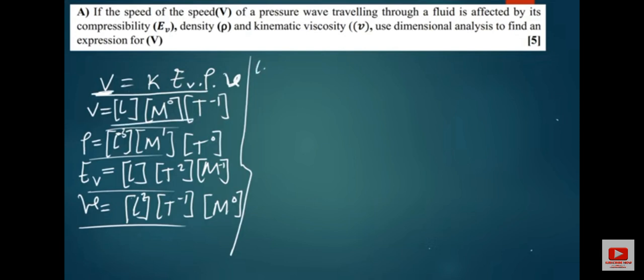So the formula will then be equal to, for the velocity, I'm going to write L, then M, then T to the power -1. And we say this is equal to K, and then open brackets, the dimensions for compressibility, which are L, T2, M -1. Then we also have the dimensions for density.